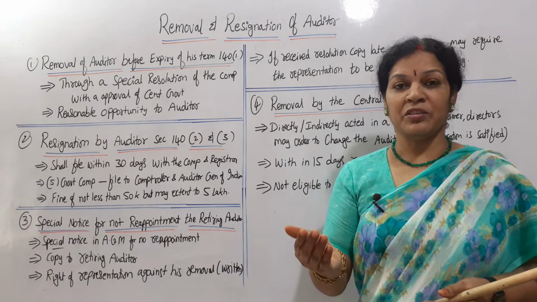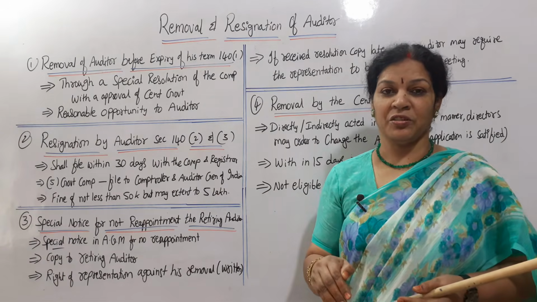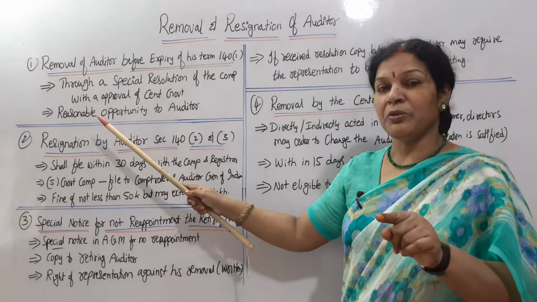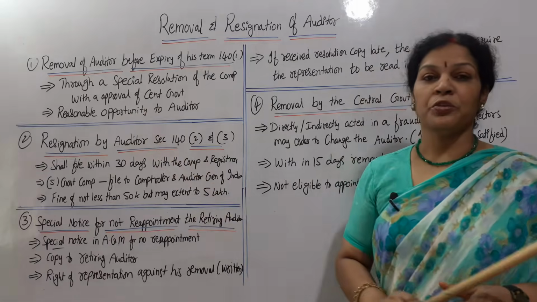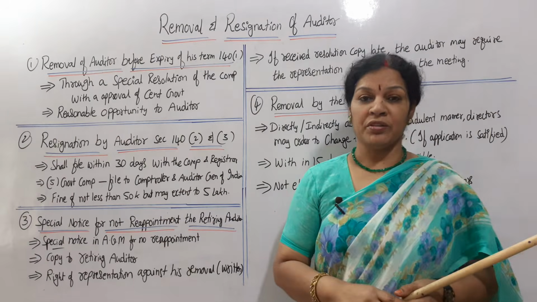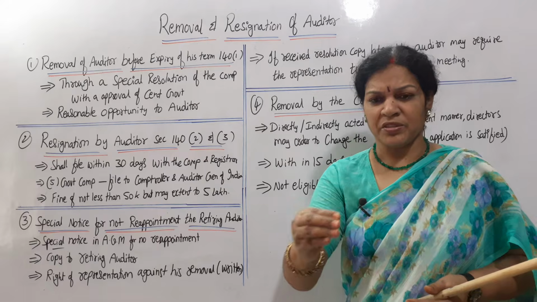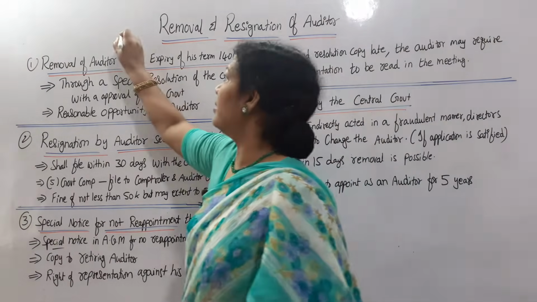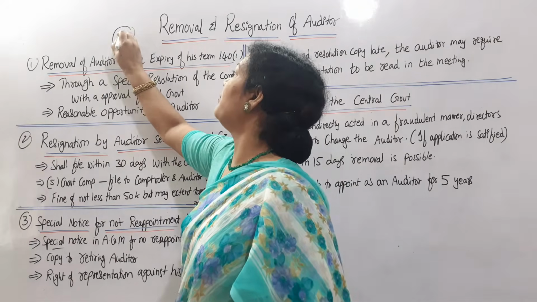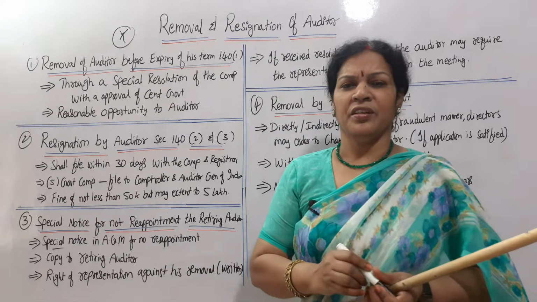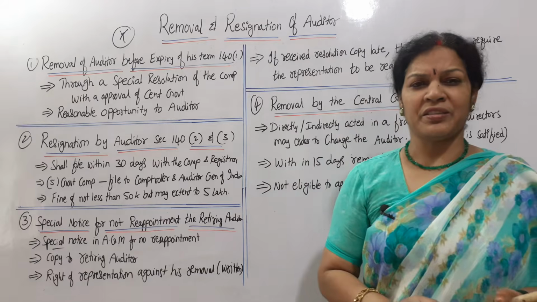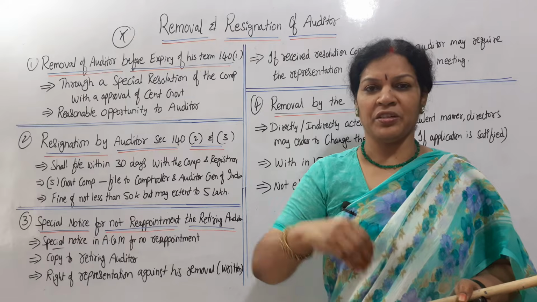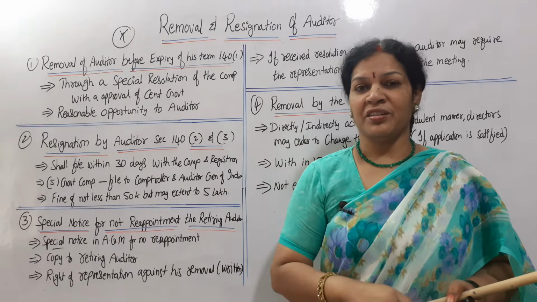Then central government is going to consider this special resolution. Then after that, before the removal of the auditor, a reasonable opportunity is given to the auditor to speak about his problem. Suppose X is an auditor, and we have decided that X does not have the capacity and is not fit for the job. Then we conducted a special resolution, and the special resolution is sent to the central government.